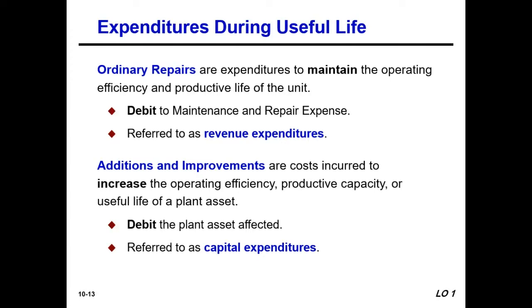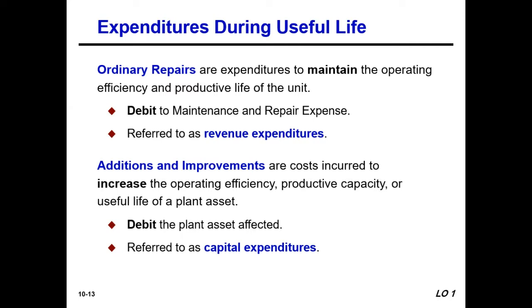When repair is done to maintain the operating efficiency, debit will be maintenance and repair expense. If it is to increase, see at the bottom here, in additions and improvements, then debit will be the plant asset affected, whatever it is.